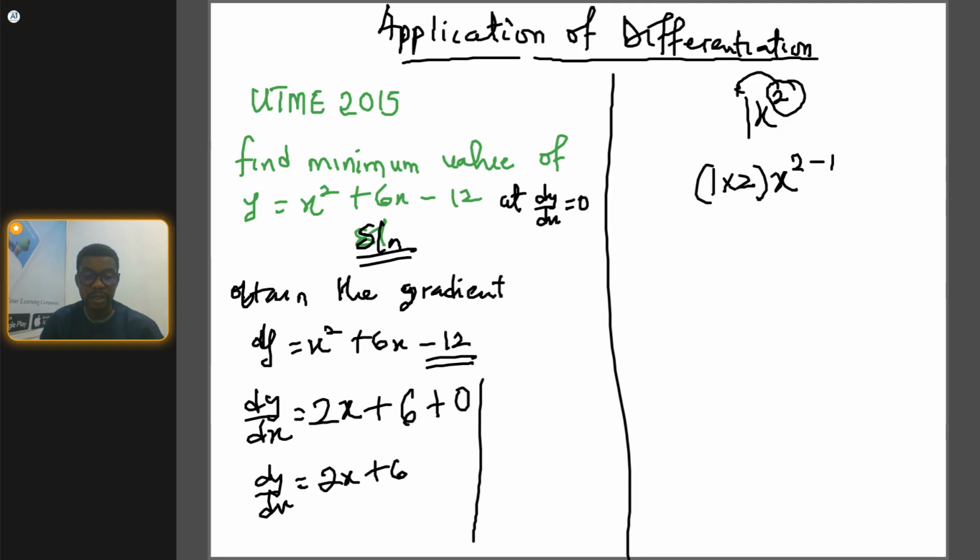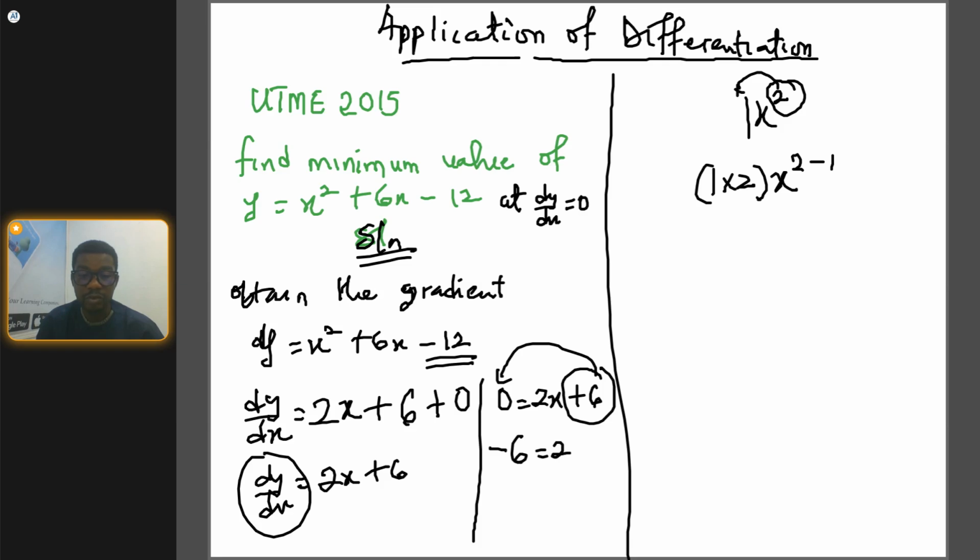Now equating dy dx to 0, this dy dx we have here is now going to be replaced with 0 because at minimum dy dx is 0. So we have 0 equals 2x plus 6. Collection of like terms, this goes inside. You have minus 6 equals 2x.